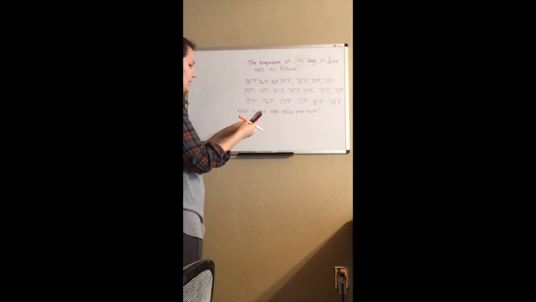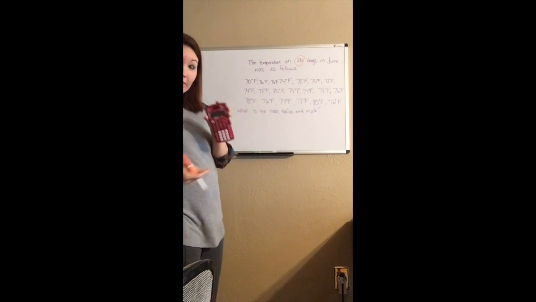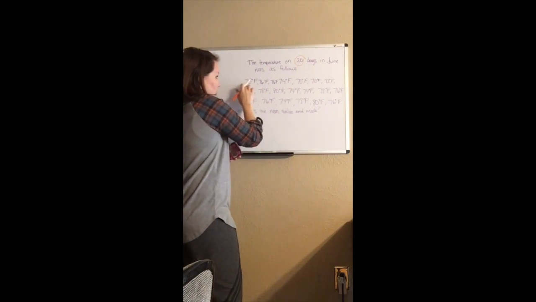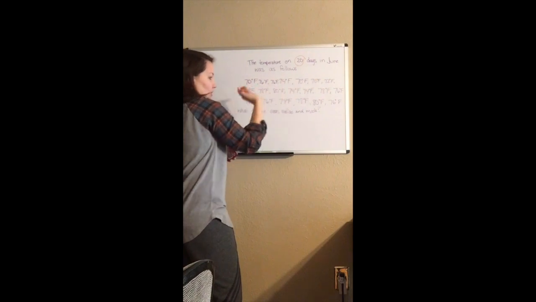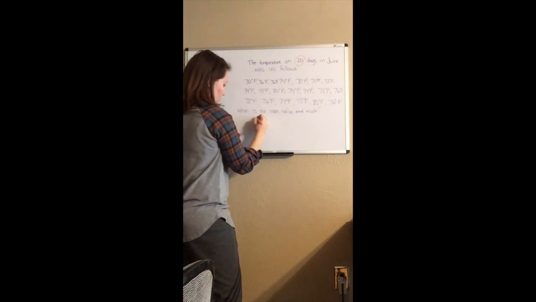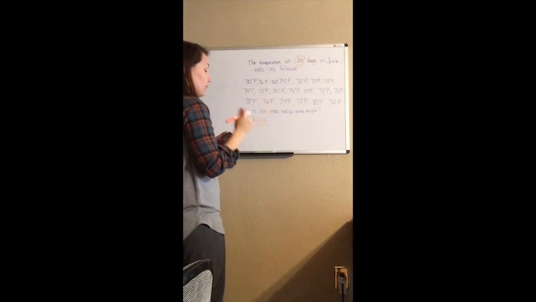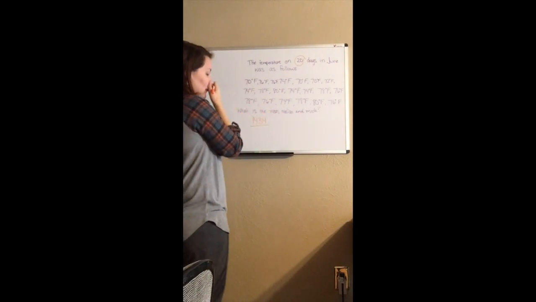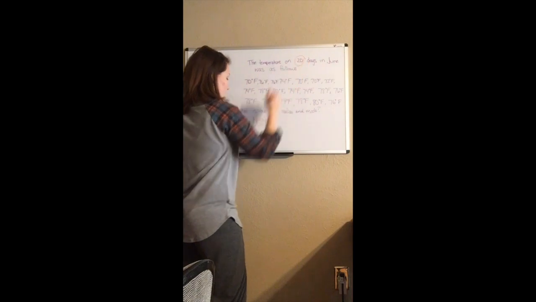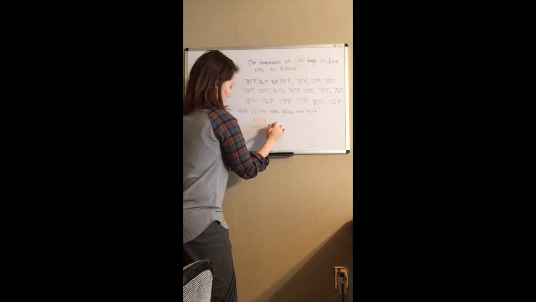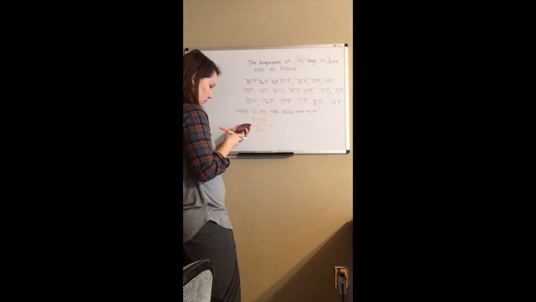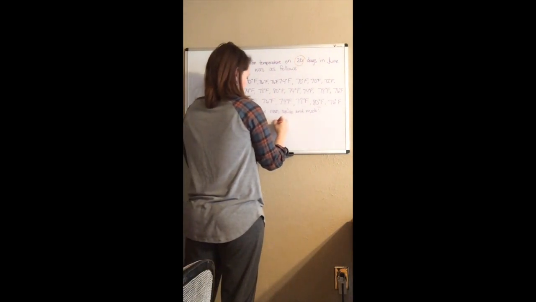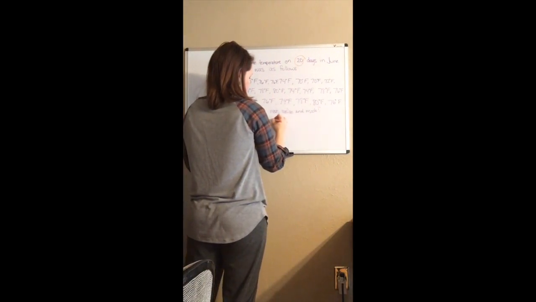So I've gone ahead and done that in my calculator already. Again, I just added 70 plus 76, added all of these together. And I got 1,434, and then I'm going to go ahead and divide by 20 because we have 20 days. And I got 71.7 degrees. This is going to be our mean.